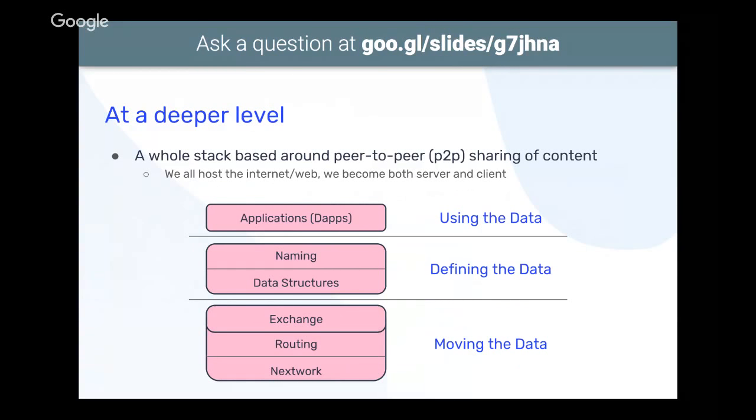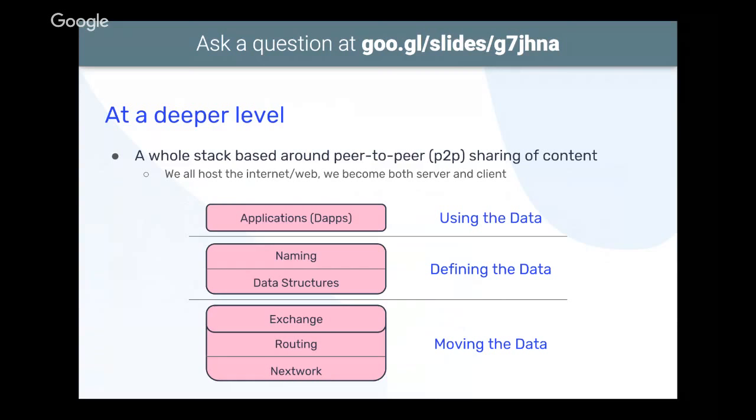At a deeper level, what we're really talking about here is a whole stack of peer-to-peer protocols and technologies built around sharing data or content. So whether that data is monetary transactions, cat photos, or a live streaming online course, the idea is that we all, peers and nodes on the network, host the internet and web, and we all become host and client. And we're continually using, defining, and moving the data that drives the web.